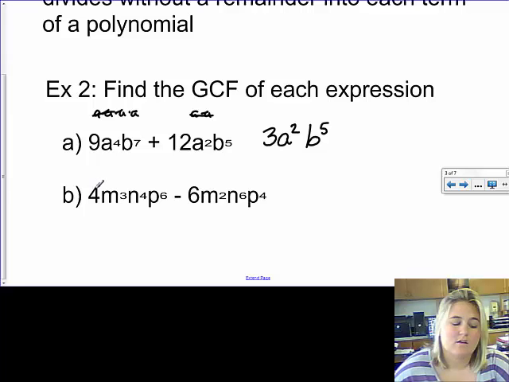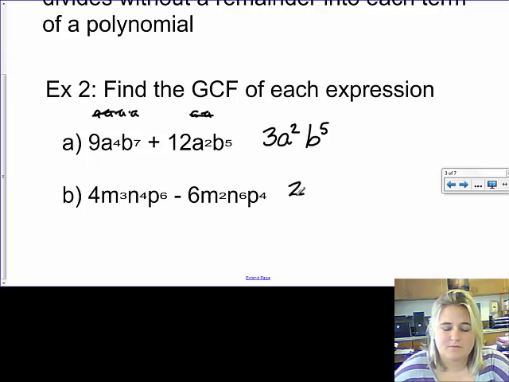And 4 is divisible by 1, 2, and 4. 6 is divisible by 1, 2, 3, and 6. So the biggest number that I can divide into both of those evenly is a 2. And I want you to find what the variable parts of this are going to be with the exponents. So pause at this time and figure out what the rest of the greatest common factor is here.